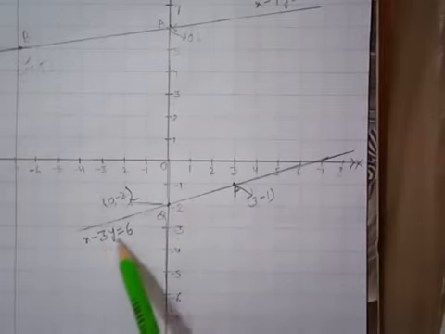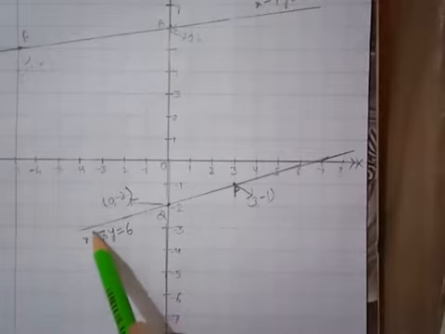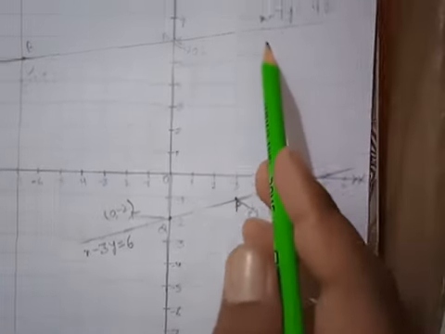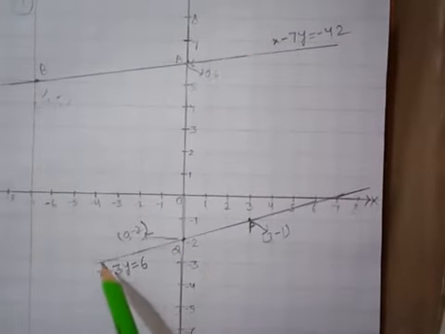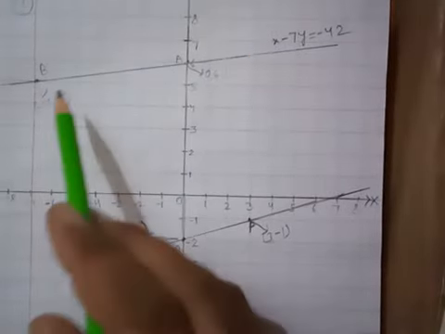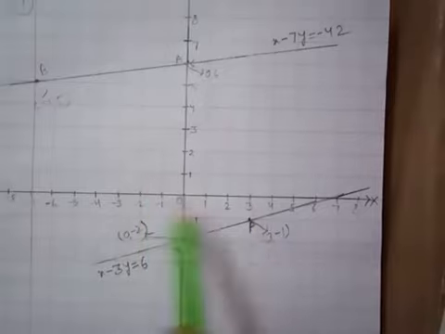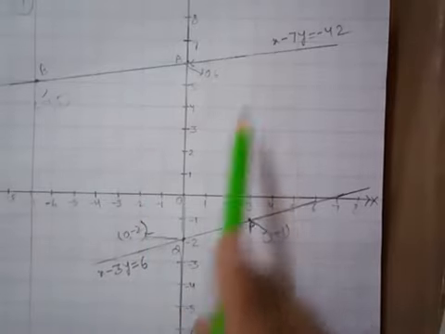So x minus 3y equals 6 represents this line, and x minus 7y equals minus 42 represents this line. This is the graphical representation of lines for the given condition.